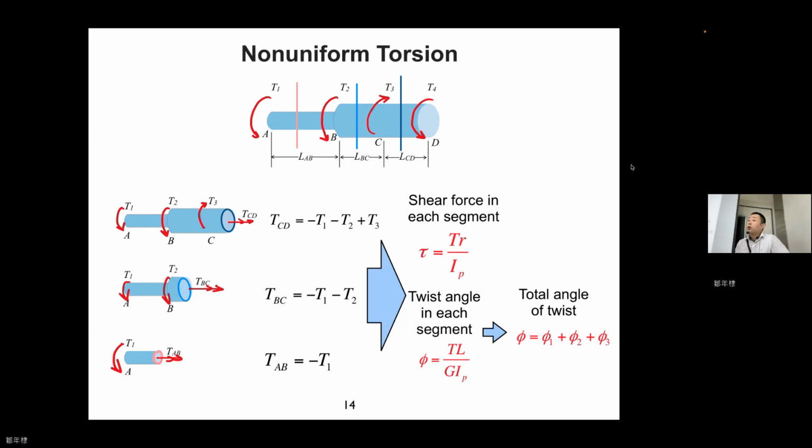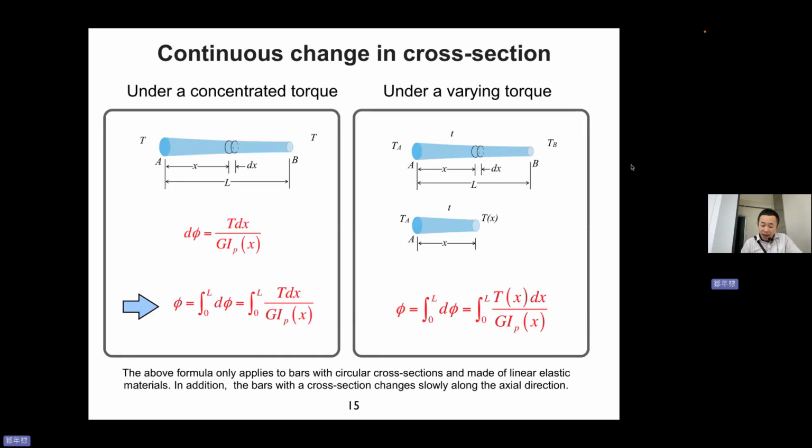Okay, so you can expect what I am going to introduce on the next page, because you can notice that if we have a gradually changing cross section, all you need to do is change its IP and integrate over the entire length. Or if you have torques TA and TB and a changing cross section, and of course maybe your torque is changing as well, torsion changing through the length.